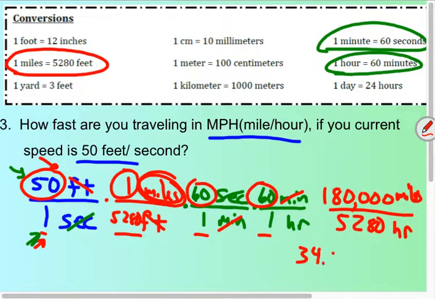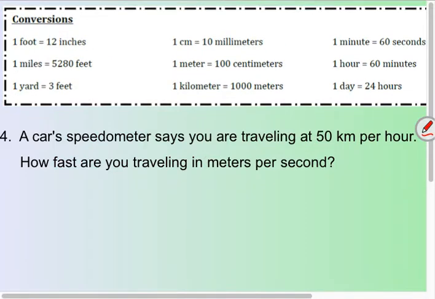I get 34.09, so I'd probably say that's 34.1 if you round to the nearest decimal place. Miles per hour. 34.1 miles per hour. So a little bit more complex problem using dimensional analysis. So, do one more for you here.